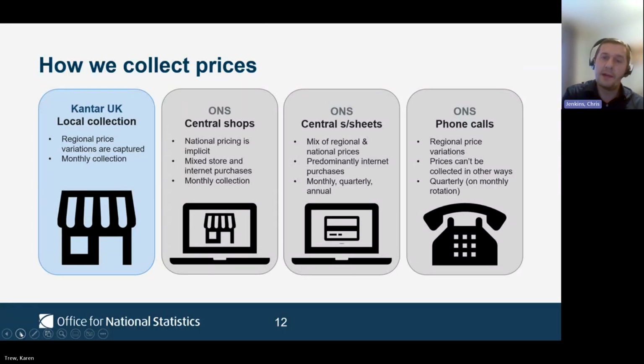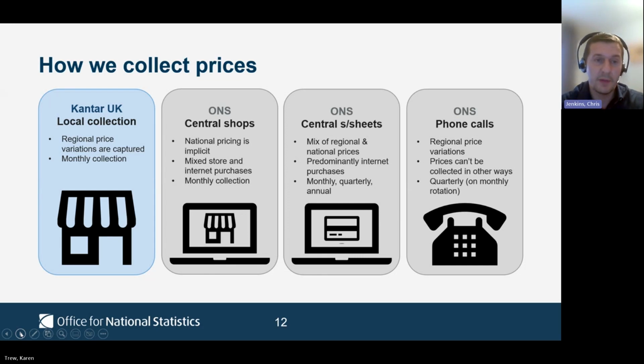So there's our virtual basket. Now we need to think about how we actually collect the prices that feed into that basket. So each month we will currently collect around 180,000 prices across around 140 locations within the United Kingdom. And we collect those prices for items within the basket. This is done by sending price collectors into shops and stores to physically collect the shelf prices, which we typically call the local collection. And this is outsourced to a third party.